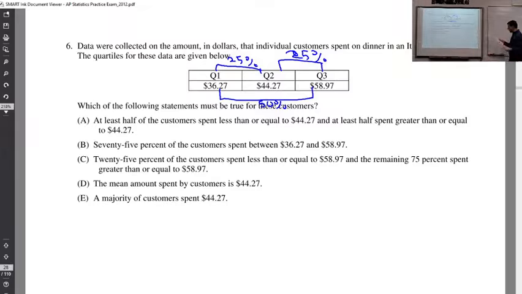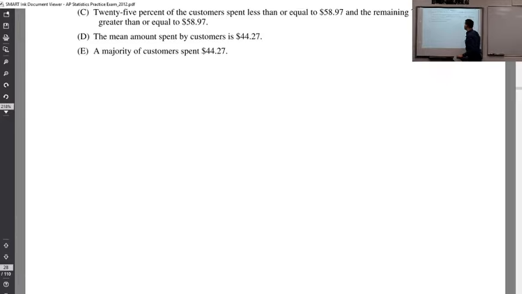And the only one of these that is actually true is A, which is saying that this is the median, which means that about half the points should be above it, half the points should be below it, which is what choice A is saying. The other ones give incorrect percentages or can't be determined from the quartiles. Next one, 7.